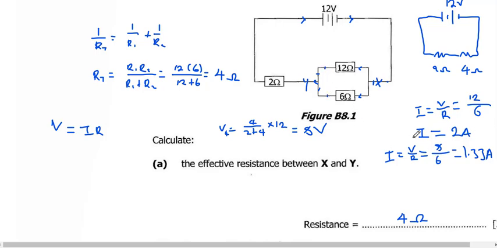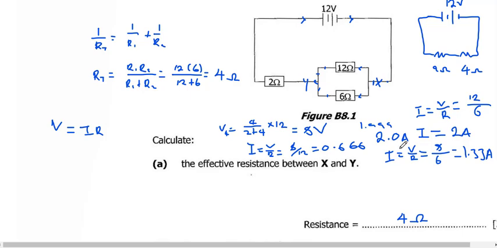So we can prove our answer by finding the current through the 12 ohms resistor. We'd say current equals voltage over resistance, our voltage being 8 and our resistance being 12, and this will give us 0.666. And when you add 0.666 plus 1.333, this will give you 1.999999, and when you round that off, it will give you 2.0 amps. Okay? So we've proved that our answer is correct.